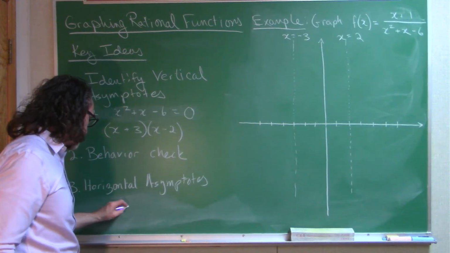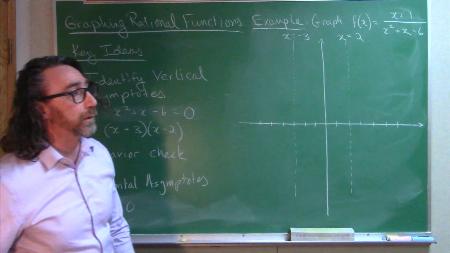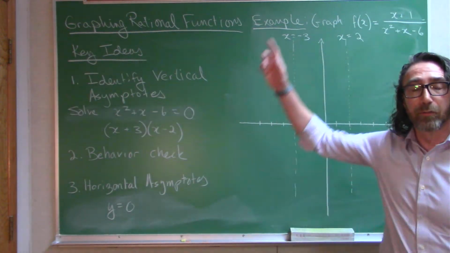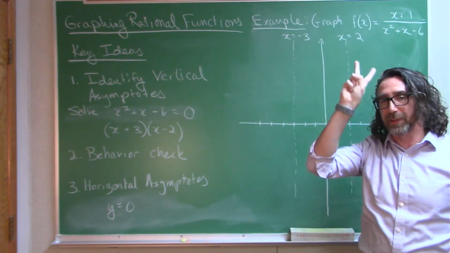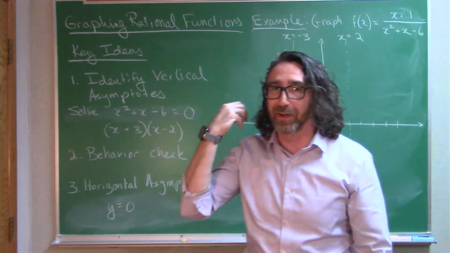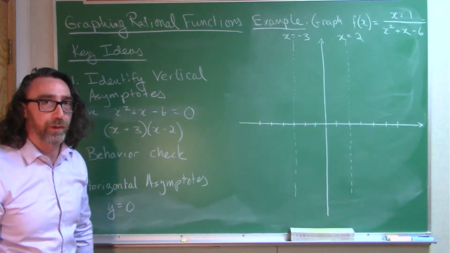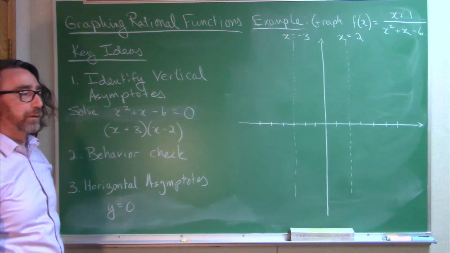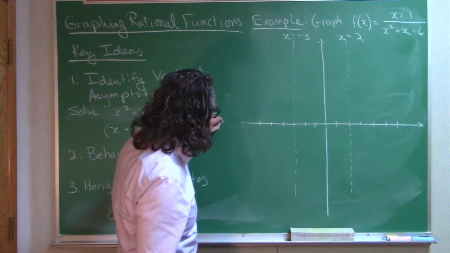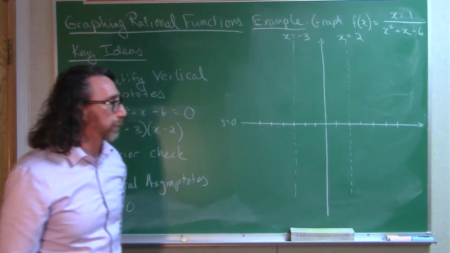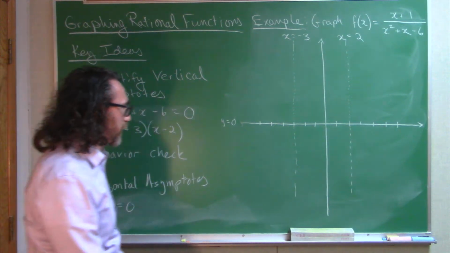The horizontal asymptote is y equals 0. How do we determine that? Well, we look at the relative degree of the numerator compared to the denominator. Numerator is degree 1, denominator is degree 2. Denominator has the bigger degree, so horizontal asymptote at y equals 0. That's case 1 from our last video. So this is our horizontal asymptote right here. I'm going to draw it in. It's the x-axis.